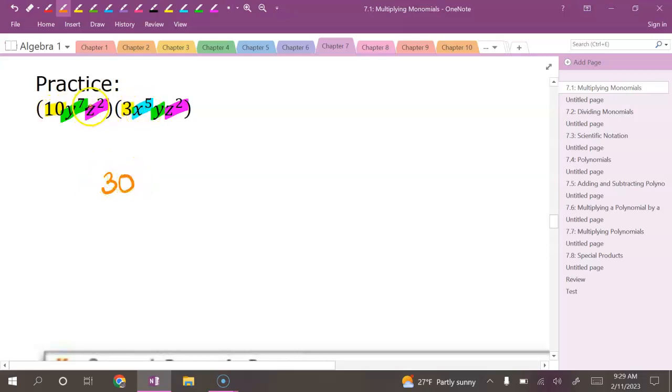Now, alphabetical order, I do want to make sure I bring that x to the 5th down first, even though there's no x over here in this first term. I'm just going to drop that down. And for your y's, we've got y to the 8th power, and then z to the 4th power.